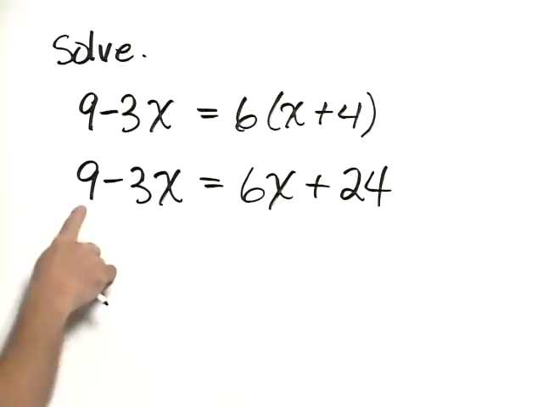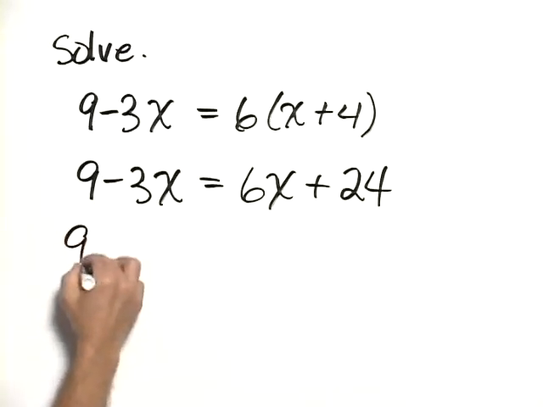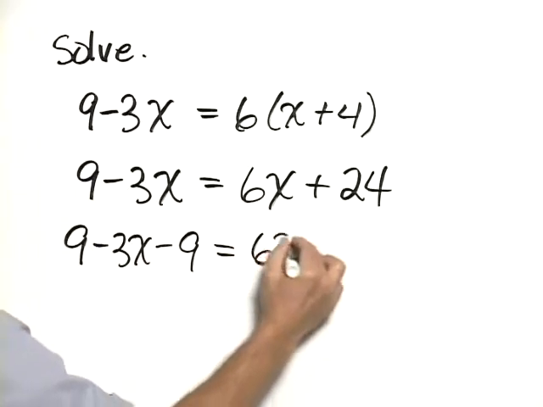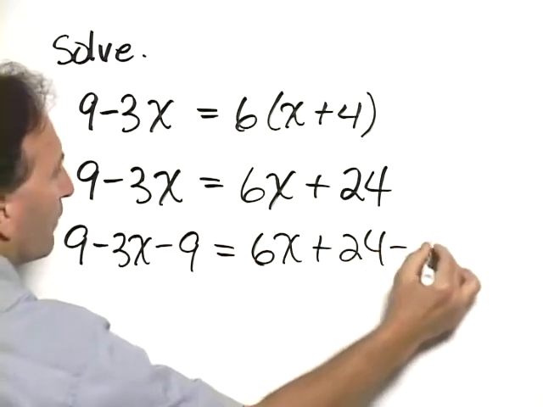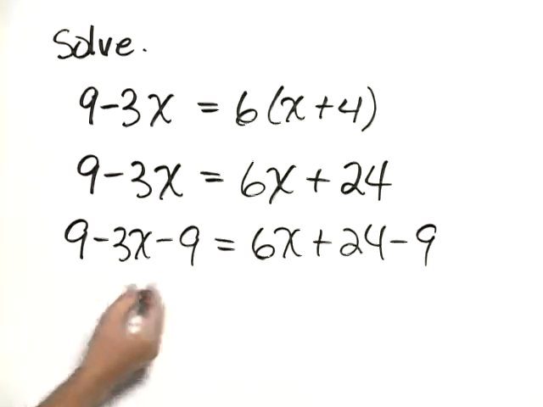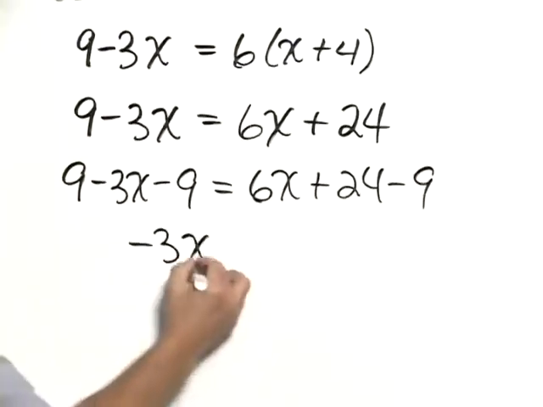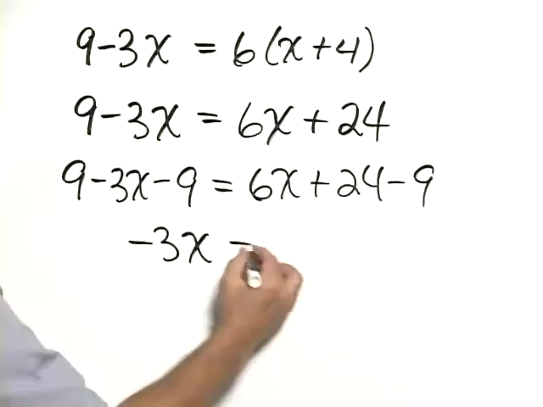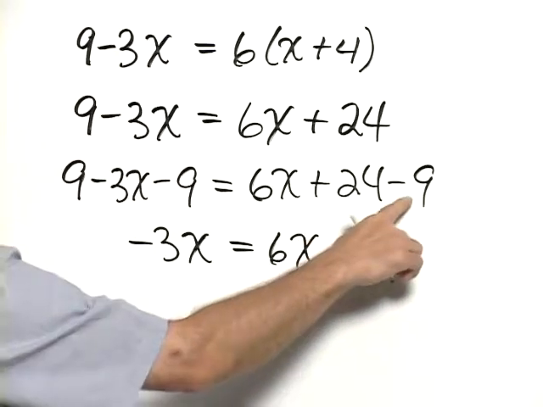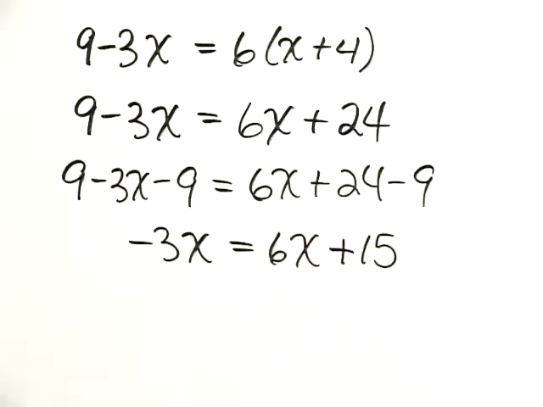We'll begin by subtracting 9 on both sides. So we have 9 minus 3x minus 9 equals 6x plus 24 minus 9. On the left-hand side, the 9 minus 9 sums to 0. We have negative 3x equals, on the right-hand side, 6x, and then 24 minus 9 is 15.